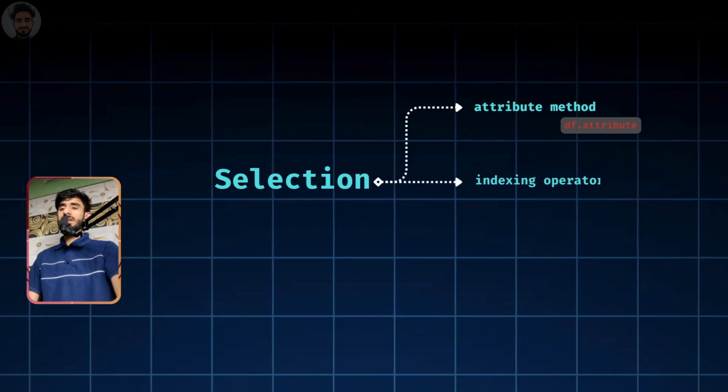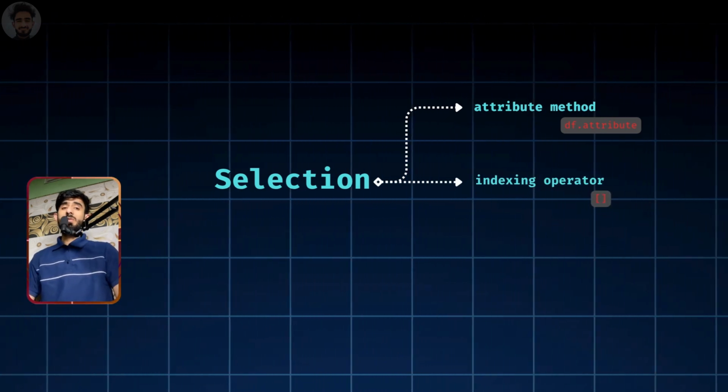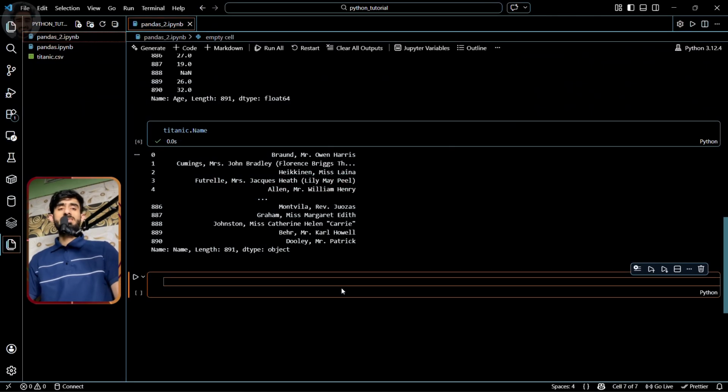Next one is the indexing operator. The indexing operator is native to Python. It is used to access the data from a dictionary. It works the same way in Pandas as well. You can think of a Pandas data frame as a dictionary, and it works pretty much the same way as a dictionary does. So using the indexing operator, you can access the data from a data frame like this.